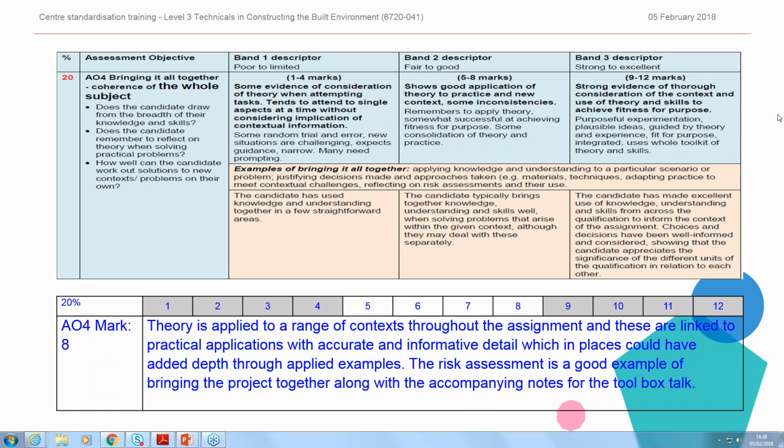And a couple of examples again then. I haven't made the marks in there. Okay, so if we look across the band descriptor, then it says show good application of theory to practice, and in there we've talked about practical applications with accurate and informative detail. So that's how we've ended up in the Band 2 descriptor. And I think when you read the comments in the Band 3 descriptor, again, strong evidence of thorough consideration of context isn't really achievable without demonstrating that level of understanding.